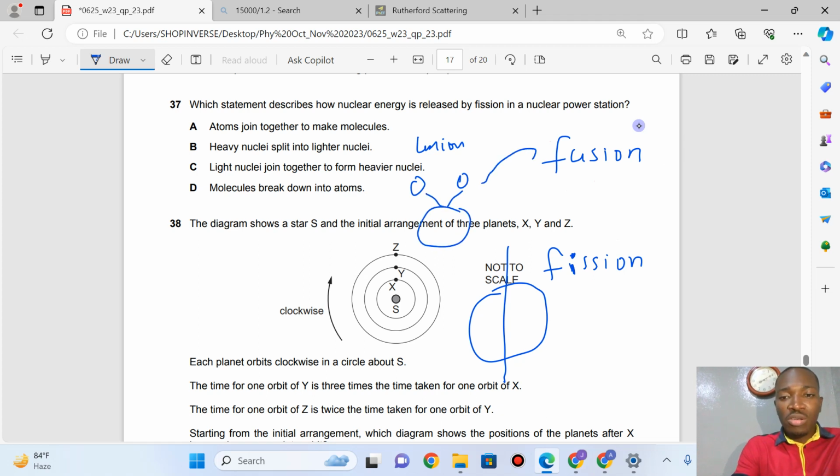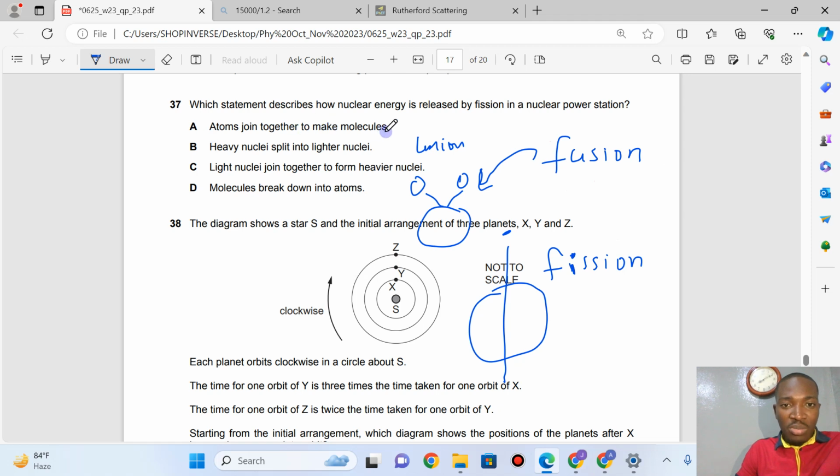So fusion means the coming together of two smaller nuclei to form a heavier nucleus, while fission means the splitting. Consider this I to be this one, that is splitting, splitting of a heavy nucleus to form two smaller ones. So let's see. Which statement describes how nuclear energy is released by fission? Fission, that's the splitting of a heavy nucleus.